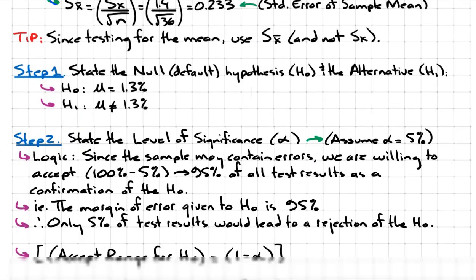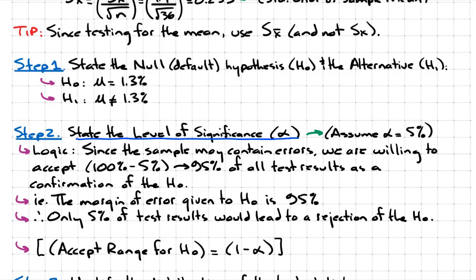Step 2, state the level of significance for this test. Now this will usually be given, and let's just say that the author says that they want a level of significance of 5%. So how do we interpret that 5% level of significance?